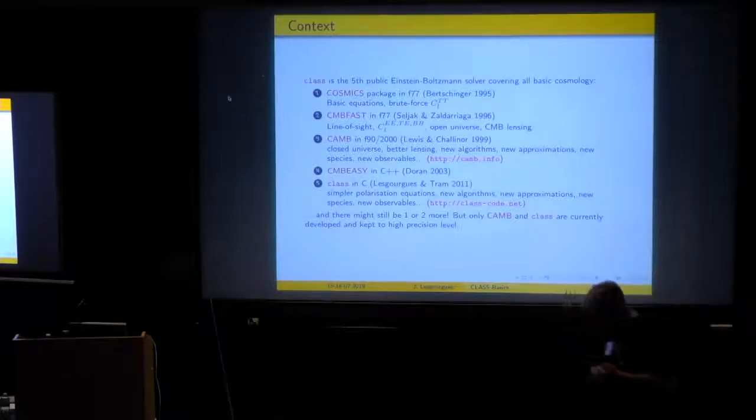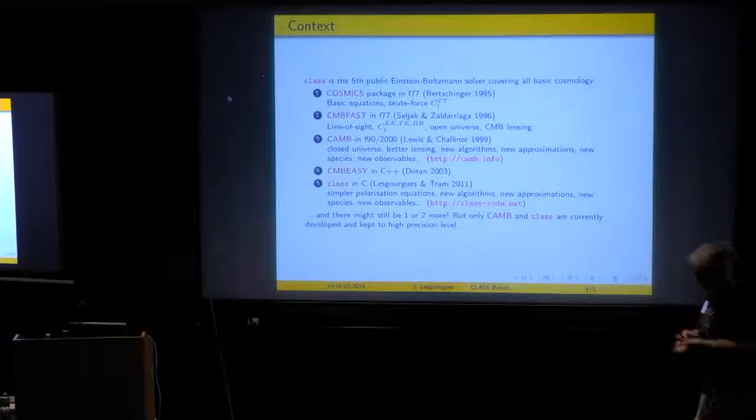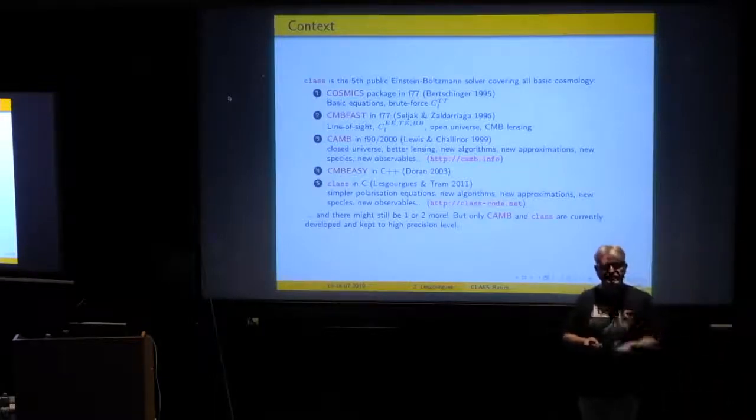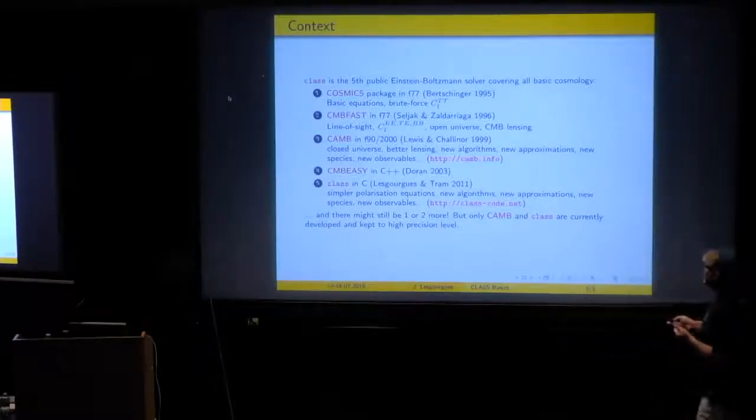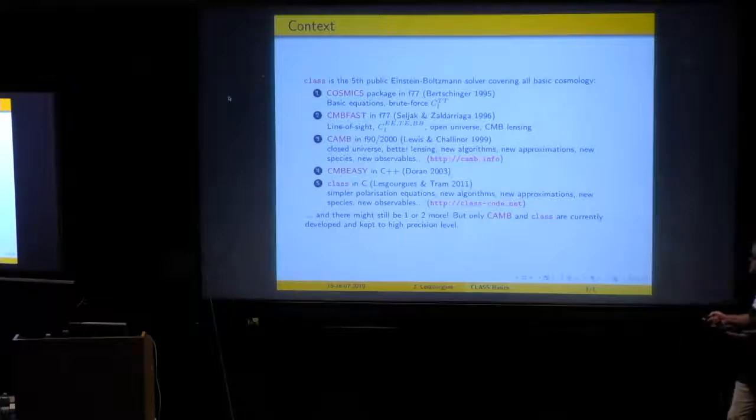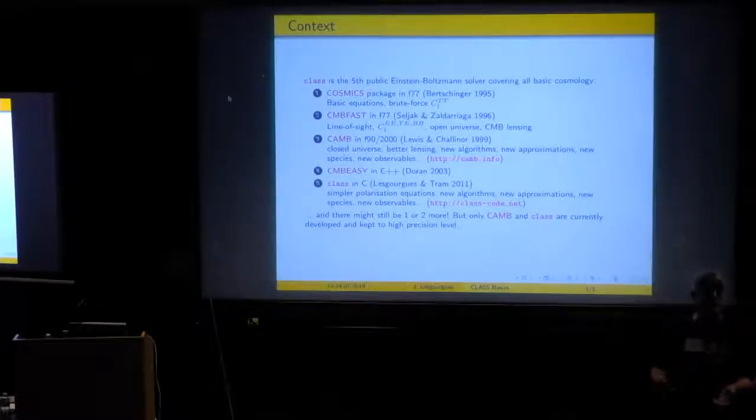It was also improving on several fronts, like the tight coupling approximation or the possibility to choose your gauge. But Doran left physics and did not push the code far enough in terms of precision. So CMBEasy is still available, but not maintained. If you would try to fit Planck data with CMBEasy, you would get some bias on the final parameters.